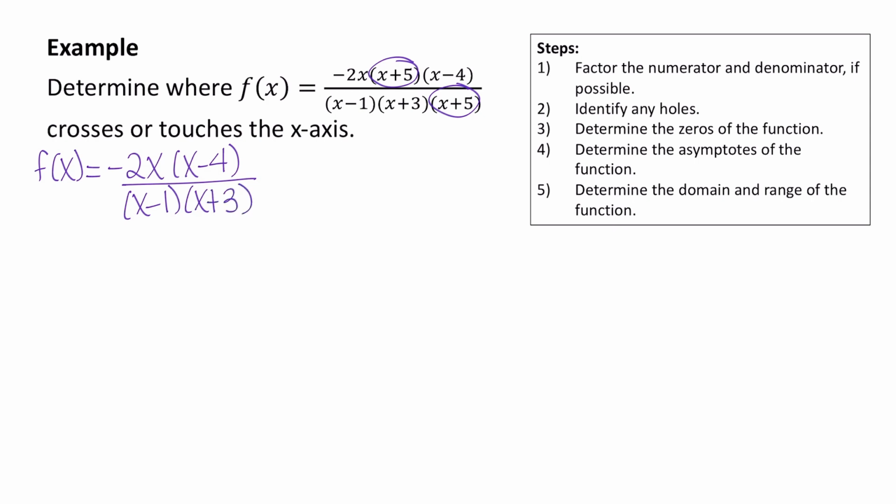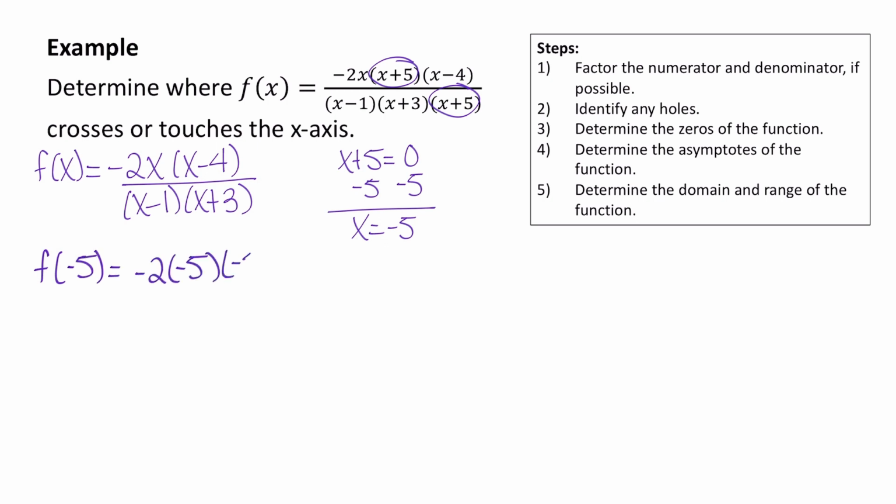So what we're going to do now is figure out the hole. We have x + 5 = 0. If we subtract 5 from both sides, that tells us that x = -5. So that's going to be the x-coordinate of the hole. So we're going to plug that -5 into this simplified function to figure out the y-coordinate. So we have f(-5) = -2(-5)(-5 - 4) / ((-5 - 1)(-5 + 3)).